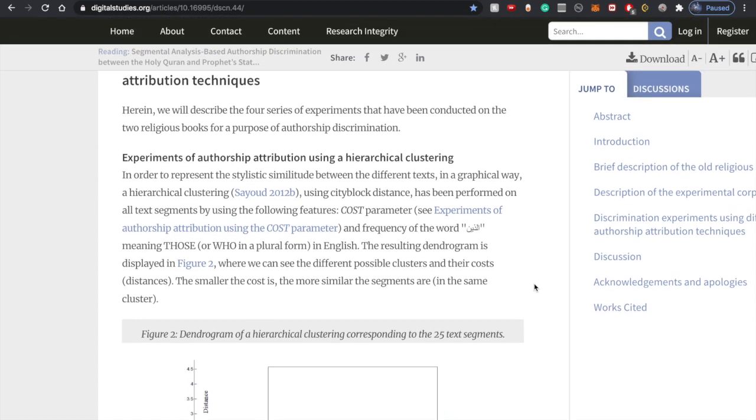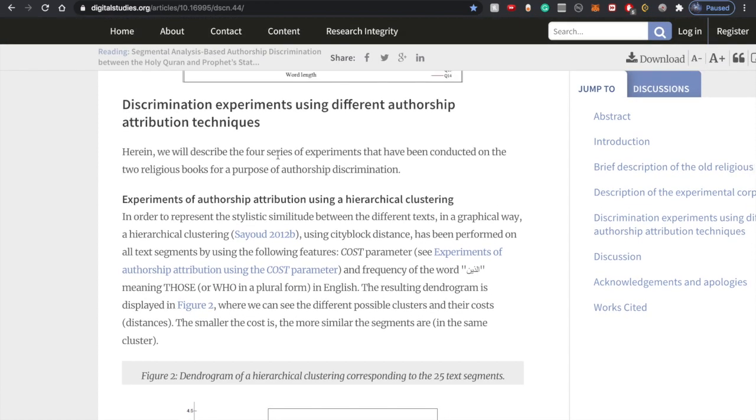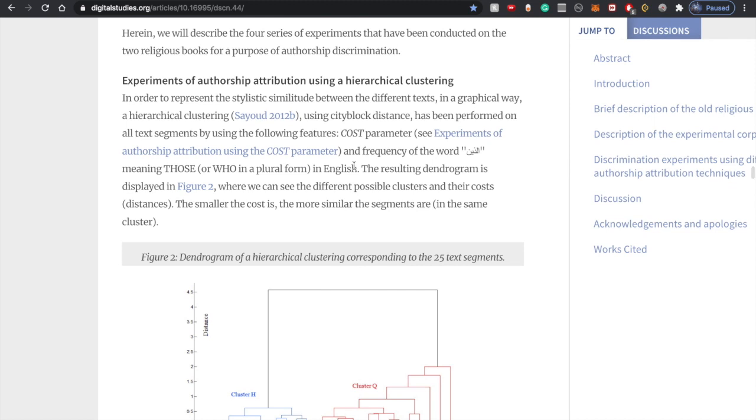Next up we got herein we will. So then basically that was just an overall look. Now they're going to describe the 4 series of experiments that were conducted. So the first one here is, in order to represent the stylistic similitude between the different texts in a graphical way, a hierarchical clustering has been performed on all text by using the following features.